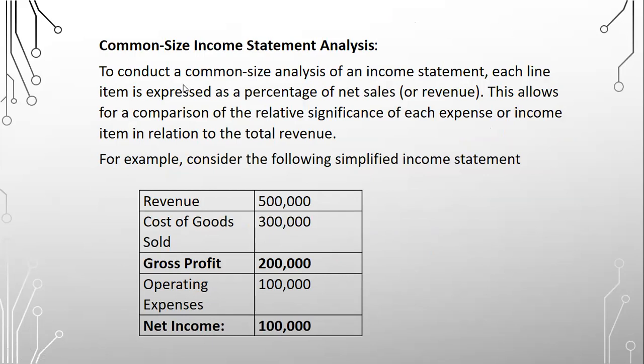So we start with common size income statement analysis. To conduct a common size analysis on an income statement, each line item is expressed as a percentage of net sales or revenue. This allows for comparison of the relative significance of each expense or income item in relation to total revenue. For example, consider a simplified income statement below. You can see we have revenue, cost of sales, gross profit, operating expenses, and net income.